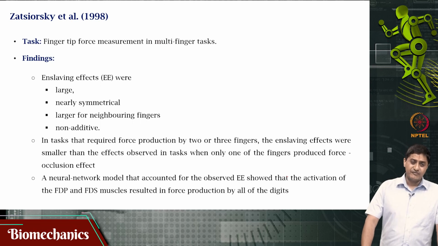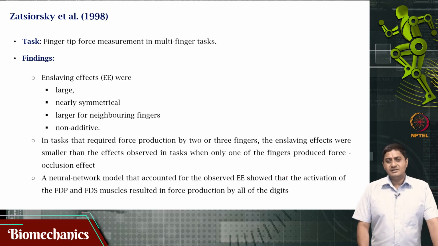That is, if the index finger is a master finger, then the enslavement effect on the middle finger is greater than the enslavement effect on the little finger, because the little finger is far away from the index finger, but the middle finger is right next to the index finger. Because of this, the enslaving effect is large for the middle finger when compared with the little finger if the instructed finger is the index finger. The other finding was that enslaving effects are not additive. You cannot merely add enslaving effects to find a net enslaving effect depending on the fingers.